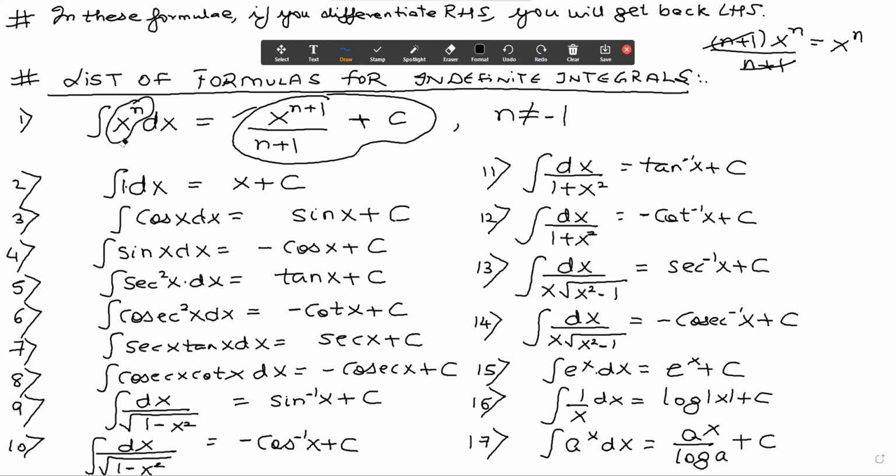Similarly, you can see for every other part. If you differentiate the right hand sides, you will get the left hand side. And if you integrate the left hand side, you will get the right hand side. Very simple. So just as all students have learned the formulas for differentiation, all students are requested to learn the formulas for integration today itself.